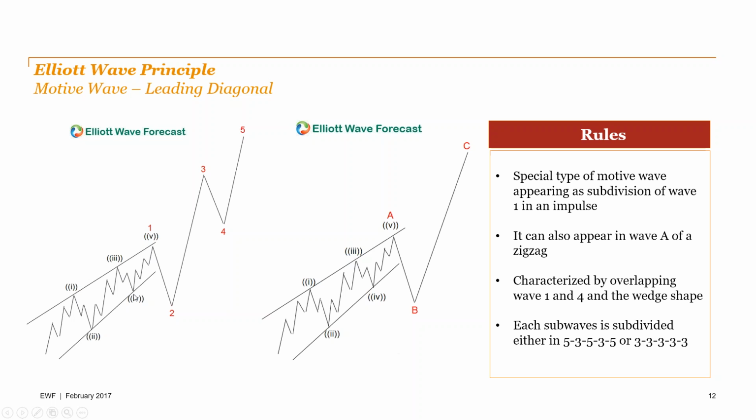That is the characteristic. If you remember, in the traditional impulse, the wave 4 cannot overlap with the wave 1, right? Cannot overlap, cannot touch the price territory of wave 1. But in a diagonal, it can, and usually it is overlapping. And then also the wedge shape, so it looks like a wedge. So this is called a leading diagonal, okay? Usually it happens in the wave 1 or in the wave A of an ABC.